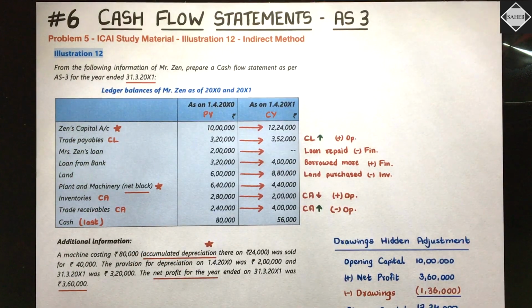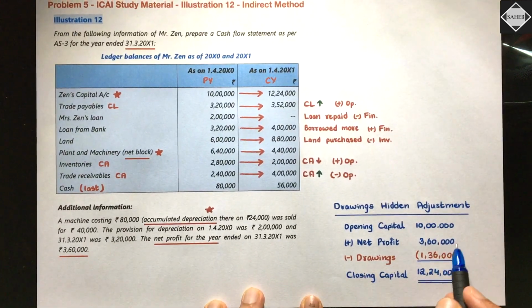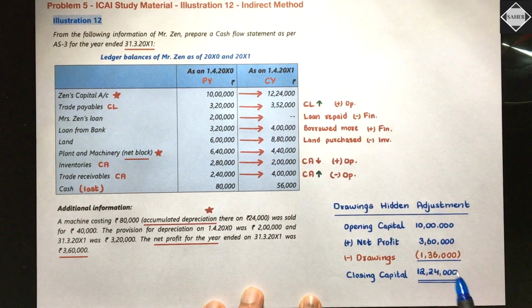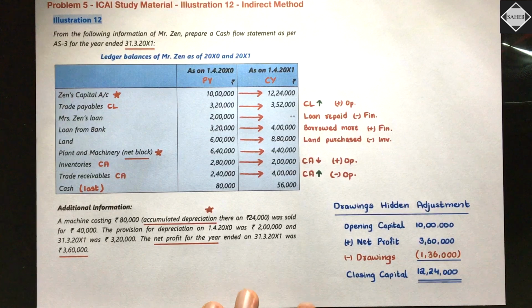See, minus drawings 1,36,000. So how do you do this working note? It's really simple. Opening capital you took plus net profit, and then you take the closing capital, whatever is given in the question, and whatever the balancing figure comes, that's the drawings the owner has made. Is it clear? Simple and straightforward.